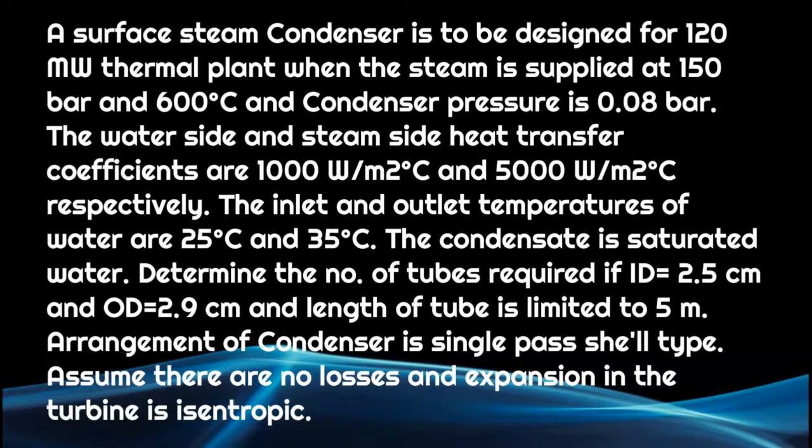Determine the number of tubes required if the inner diameter is 2.5 cm, the outer diameter is 2.9 cm, and the length of the tube is limited to 5 meter. The arrangement of the condenser is single pass shell type. Assume there are no losses and expansion in the turbine is isentropic. So this was the given question.